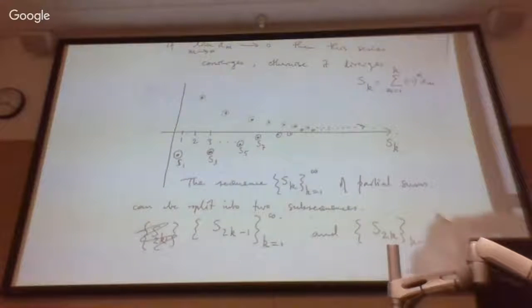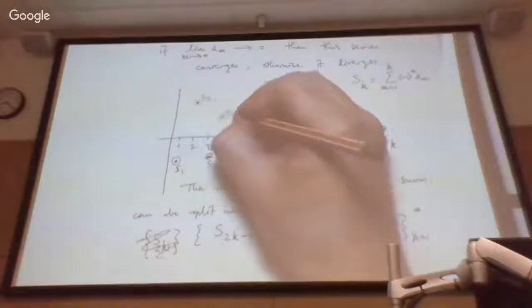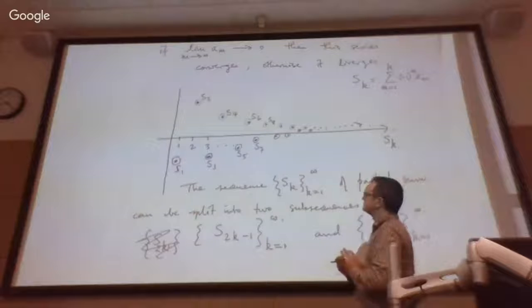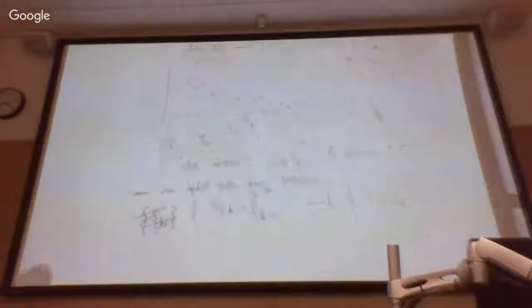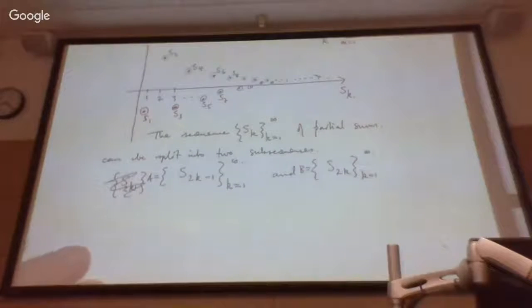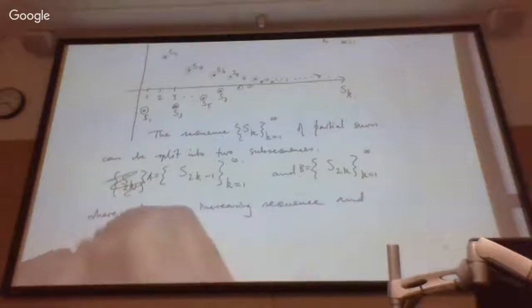And then S_{2k}, k equals 1 to infinity. These are all the ones that occur after a positive step. So this is S2, S4, S6, S8, and so on. So the sequence of partial sums can be split into two subsequences. The subsequence of another sequence is just a sequence selected from some of the elements of the original one. Let's call this first sequence A and this second sequence B, just so I don't have to keep on writing them out. Where A is an increasing sequence and B decreasing.